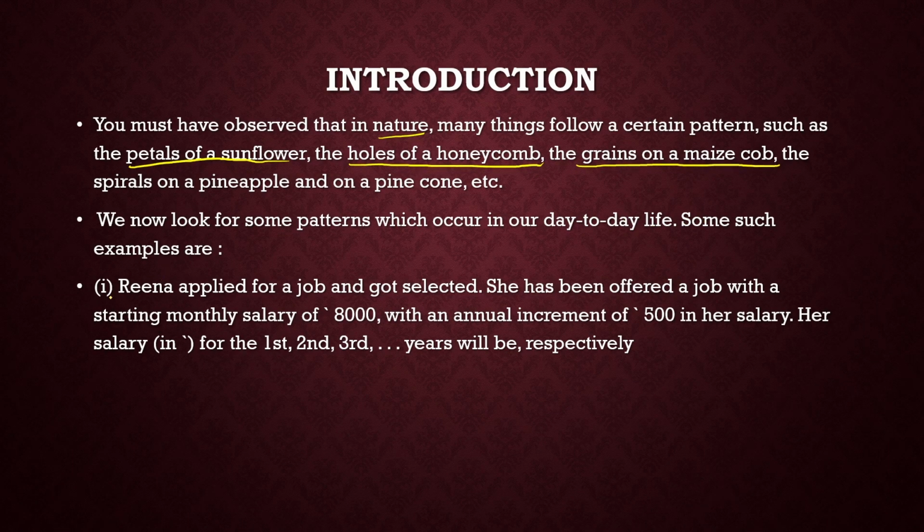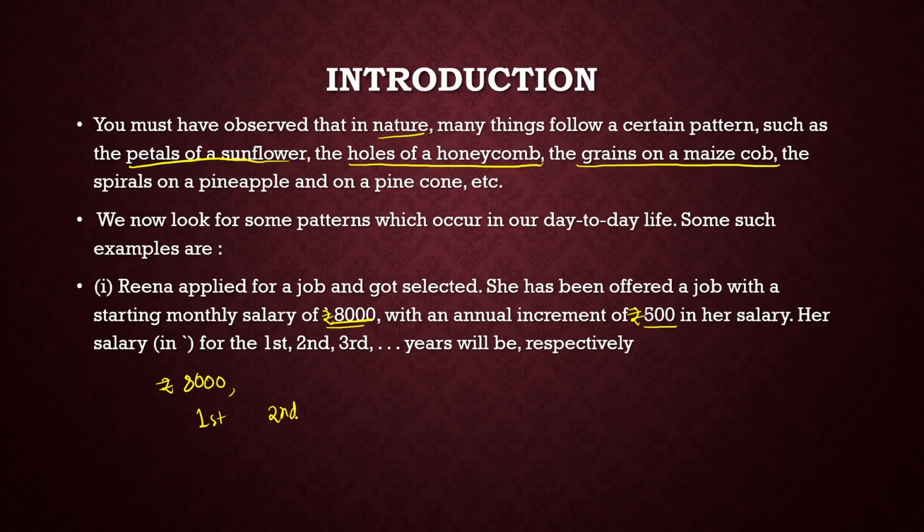Some such examples are: first, Reena applied for a job and got selected. She has been offered a job with a starting salary of 8,000. So what's her first salary? The first year salary is rupees 8,000. Next, with an annual increment, which means yearly it increases by rupees 500. Okay, so initially she had rupees 8,000 for the first year. Now, annually means for every year it got raised by rupees 500.